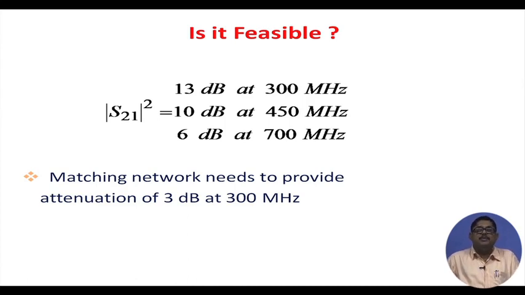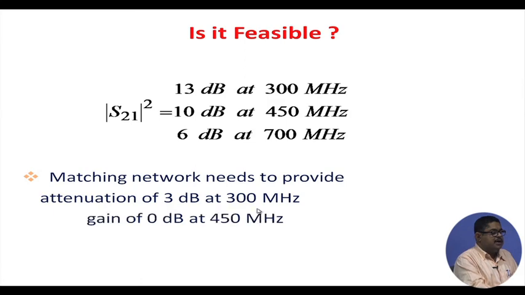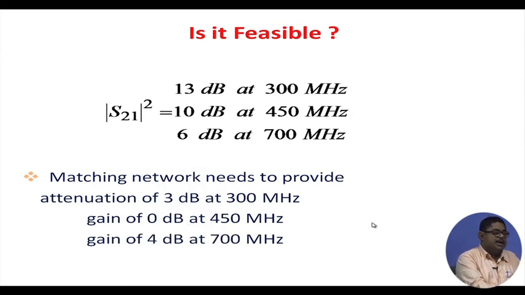Similarly, at 450 megahertz it is okay, and at 700 megahertz, at 6 dB, we should squeeze from the matching networks, input and output both together, another 4 dB. So, the matching networks need to provide attenuation of 3 dB at 300 megahertz, gain of 0 dB at 450 megahertz and gain of 4 dB at 700 megahertz. Now, is it possible? Let us see.